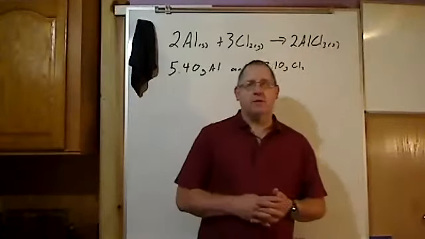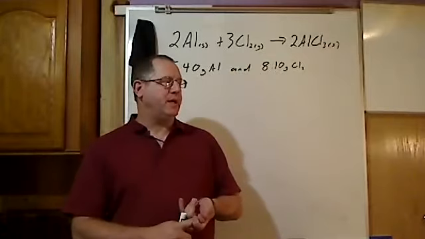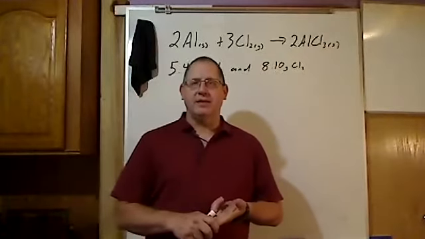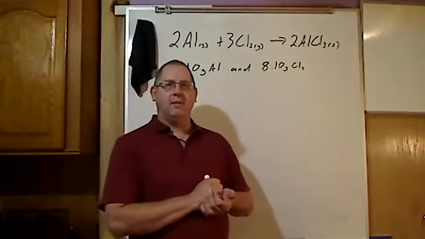Okay, so for this one, we are going to review a couple of things. First of all, simple stoichiometry. Second thing we're going to look at is limiting reactant. And then finally, we're going to look at percent yield.